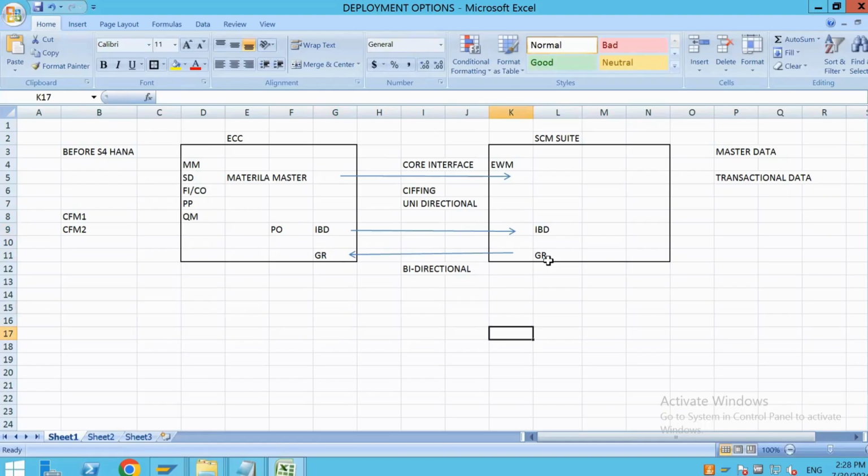Your PGI information, goods receipt information, scrapping information, transfer posting changes, all this information will go back to your ECC system. This is going to go back through qRFC connections. So master data pushing is through core interfaces. Your transactional data pushing is through qRFC connections. What is the full form of qRFC? Queued remote function call.